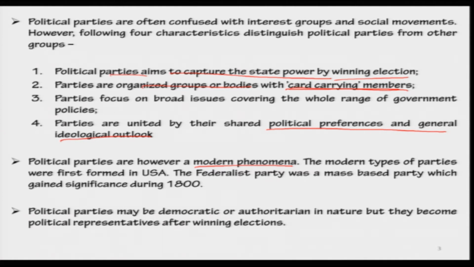This evolution of parties started in its modern form in the US, where the Federalist Party was a mass-based party and it acquired certain significance in 1800. And now, throughout the 20th century and in the 21st century, we think that the party has acquired its sine qua non, or a kind of absolute essential part of modern democracy and modern polity. So, you can find political parties which could be democratic, but they can also be autocratic, as in many single party polities. However, they become representative of the people or the society by contesting elections or winning elections.